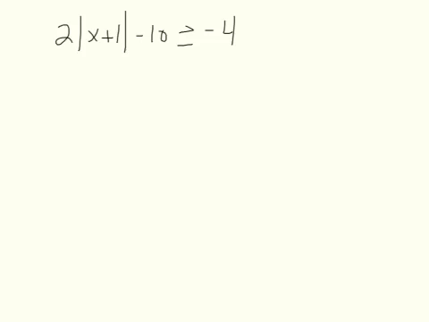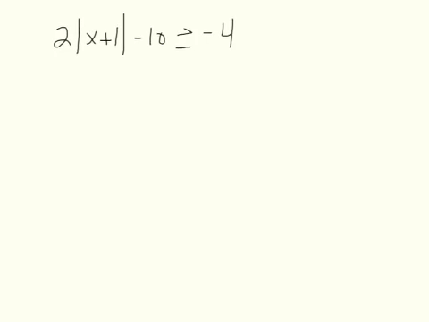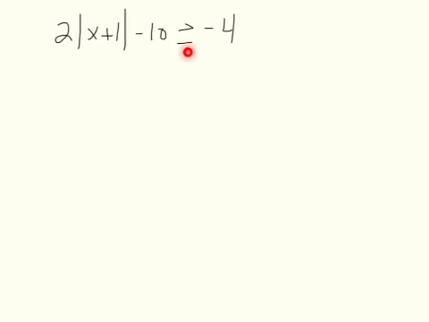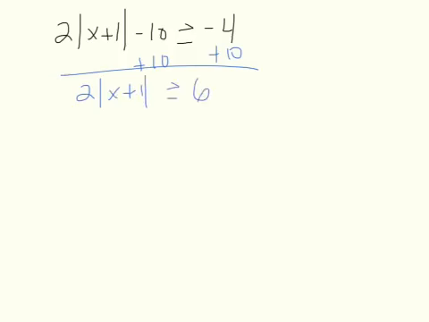So here's another example. You can either stop and try it on your own and then come back and see if you did it right, or you can follow along. This example is 2 times the absolute value of x plus 1 minus 10 is greater than or equal to negative 4. So we want to isolate the absolute value part right here. So we're going to add the 10 to both sides. I'm going to get 2 times the absolute value of x plus 1 is greater than or equal to 6. Then we divide by 2. And I have the absolute value of x plus 1 is greater than or equal to 3. That was the first step, isolating the absolute value.